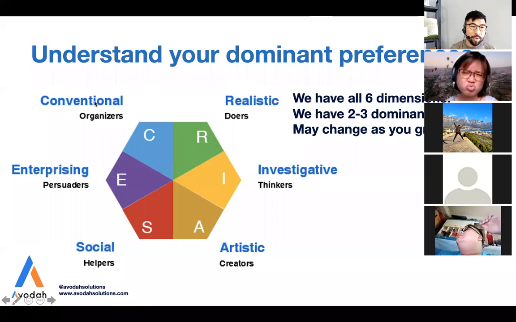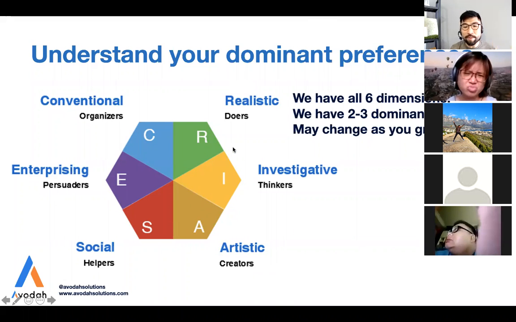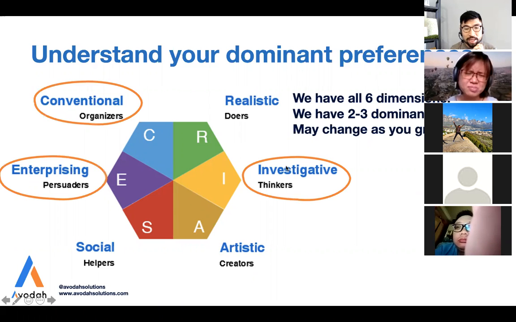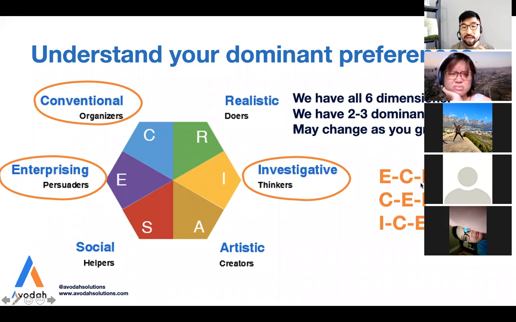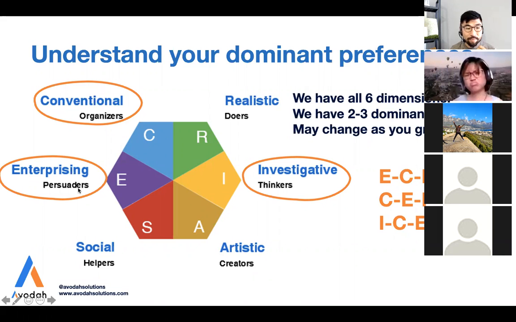All right. So knowing that you have 6 dimensions, but at any one point in time, 2 or 3 of them will be dominant, how should you read this? Let me give you an example. Imagine that your RIASEC code is higher on investigative, conventional, and enterprising. This is what it means. Your code would be E, C, and I, which is enterprising, conventional, investigative, or it can be C, E, and I, the reverse way, or a third way, I, C, and E. So any combination of these 3 would actually be your RIASEC code.